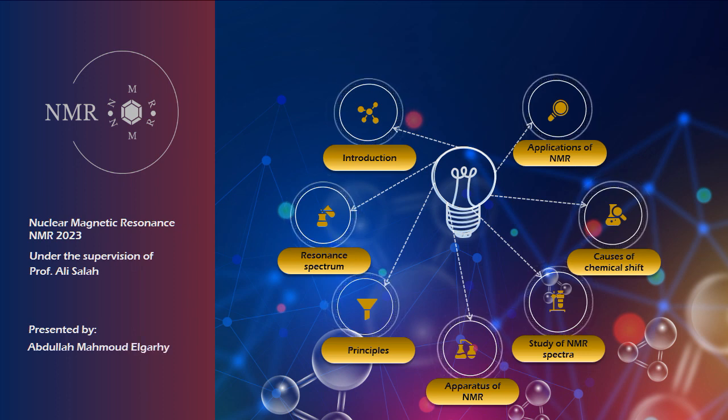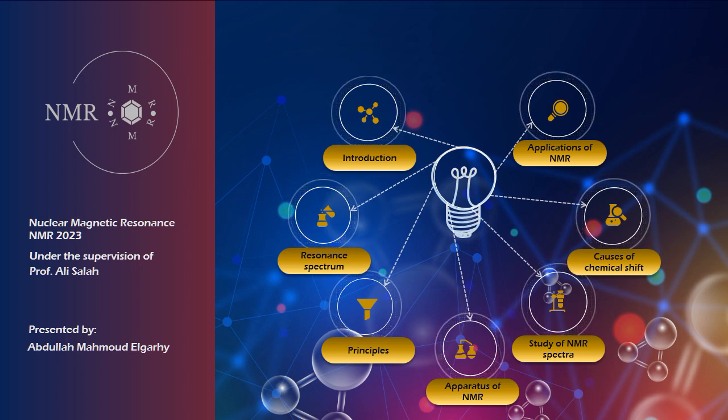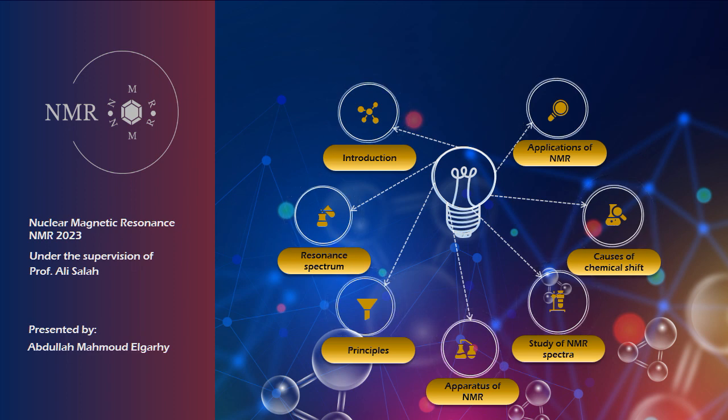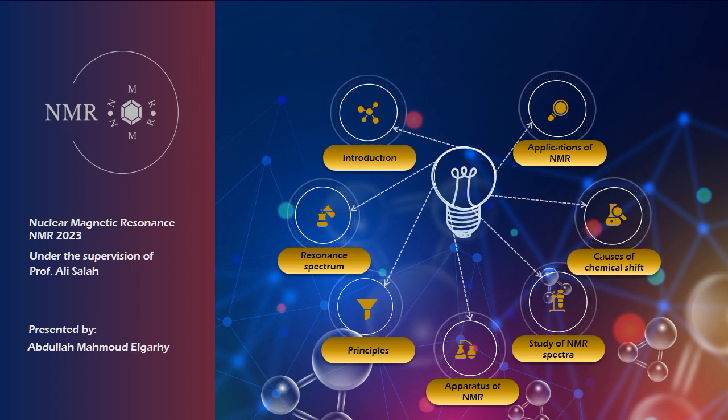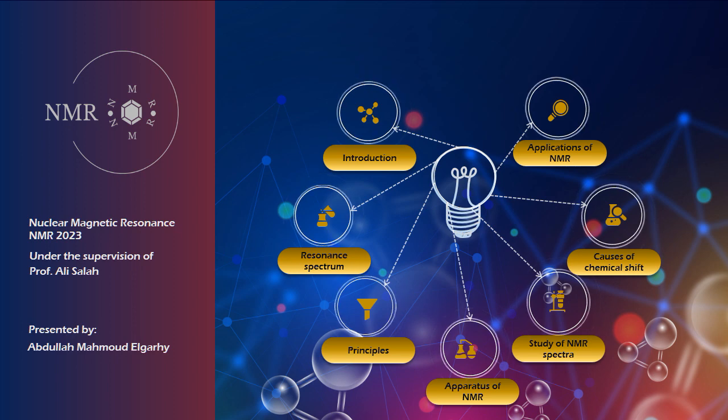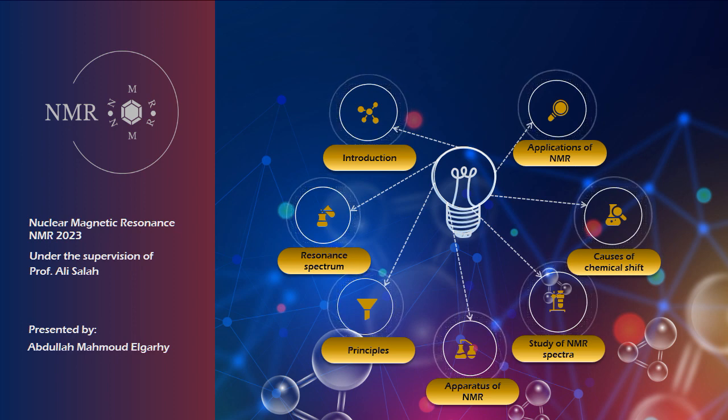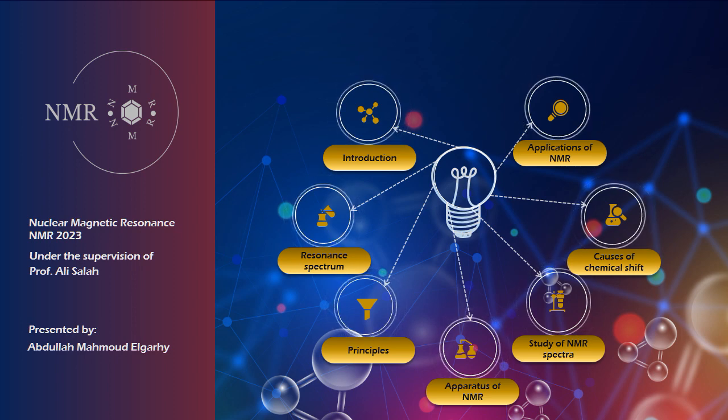Today I will talk about the graduation project on Nuclear Magnetic Resonance, NMR, and I will review the most important points in NMR, including the introduction to nuclear magnetic resonance, the resonance spectrum of NMR, principles of NMR, apparatus used in NMR, study of the NMR spectra, causes of chemical shift in NMR, and finally the applications of NMR. So, let's start.